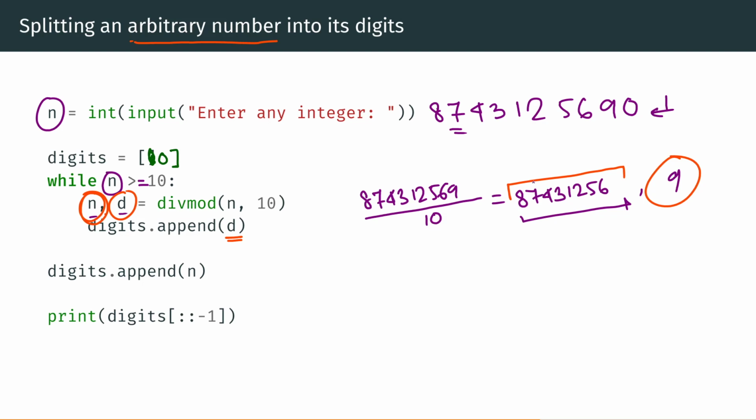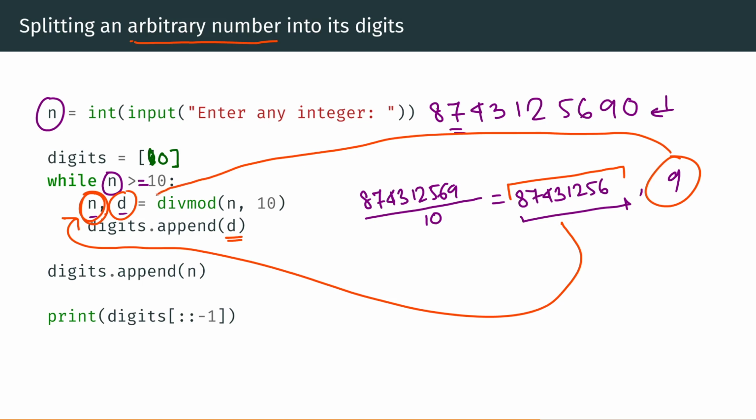Now this is stored here, right? n gets this value right here. This value is stored in n, so the old value is replaced by this new value, and the d, that's the remainder, is saved here, and eventually it is appended to the list. So the second time the loop runs, the list will contain 0 and 9.